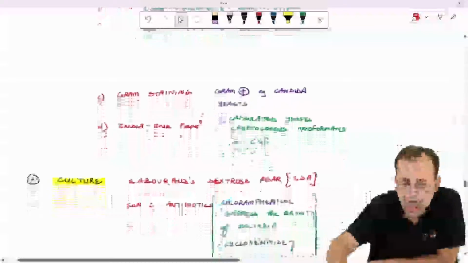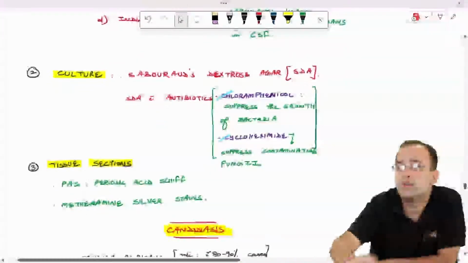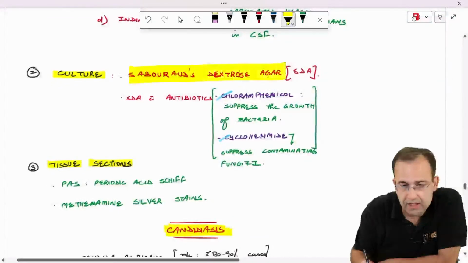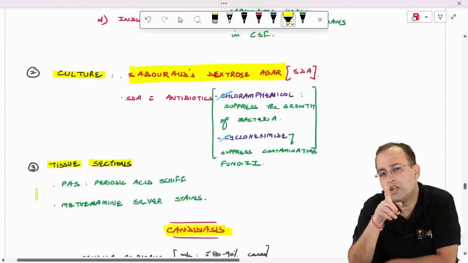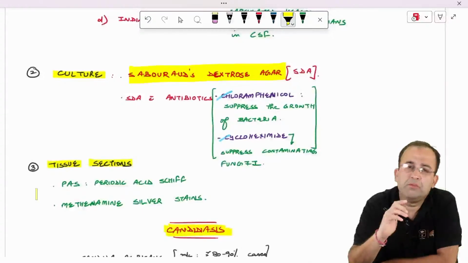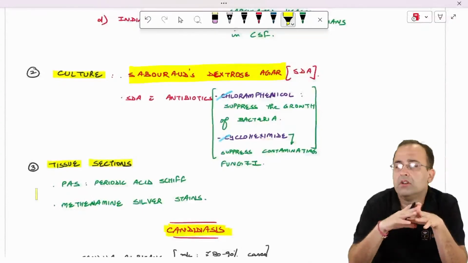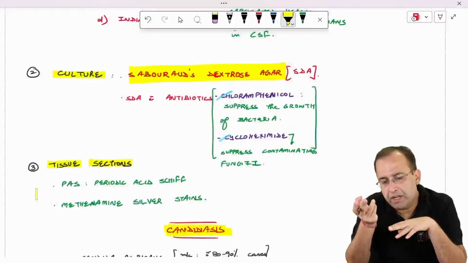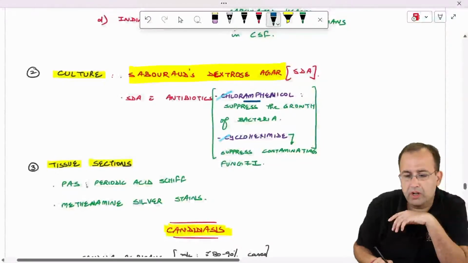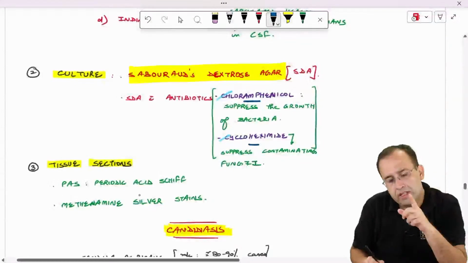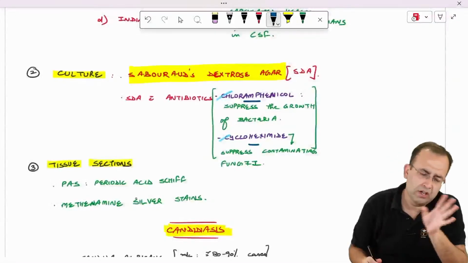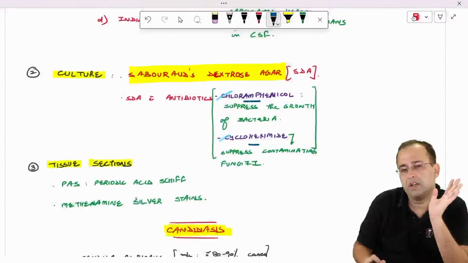The MDS segment asked a question about Sabouraud's dextrose agar. SDA, Sabouraud's dextrose agar, is used for culture of fungi. All the points here are the PYQs with respect to fungi. Mycology is important. SDA with antibiotics can also be used, which will suppress the growth of bacteria. I'm not interested in telling you that cycloheximide suppresses contaminating fungi and chloramphenicol suppresses bacteria. SDA with antibiotics.